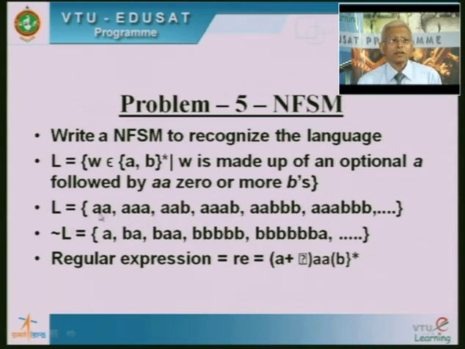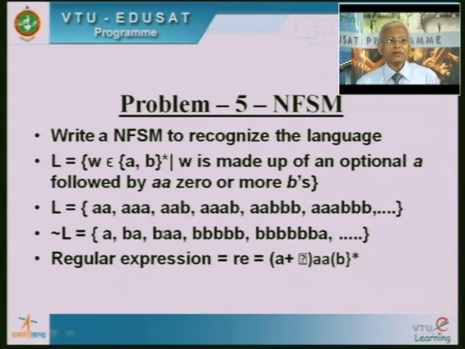Now, in the first case the optional A is not there. In the second case the optional A is there. Then in the third case the optional A is not there, two A's are there followed by B, and 0, 1 or more B's. B's are not a must. So, the compulsory thing is that two A's have to be there. The first A is optional. So, with this the language to be recognized includes AA, AAA, AAB, all of this will be recognized.